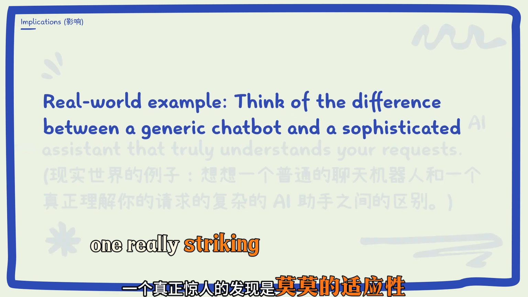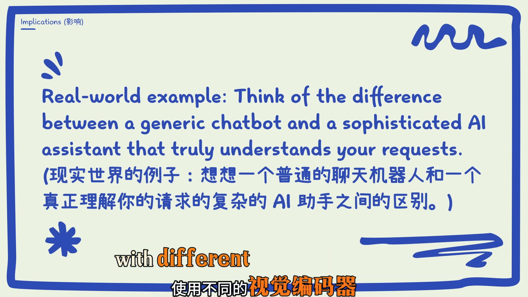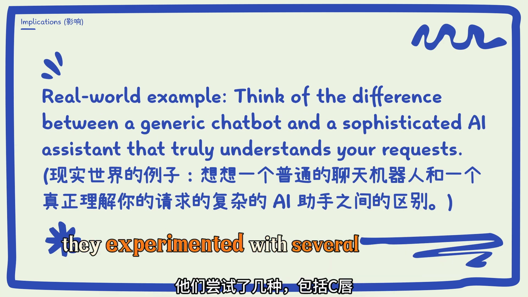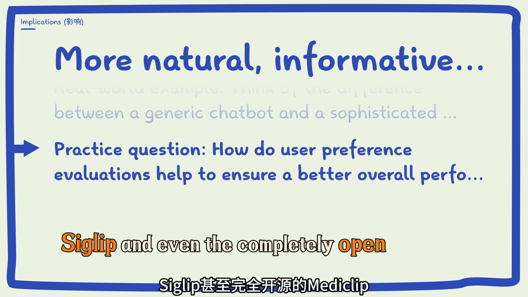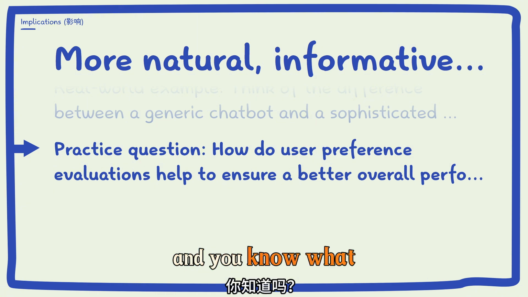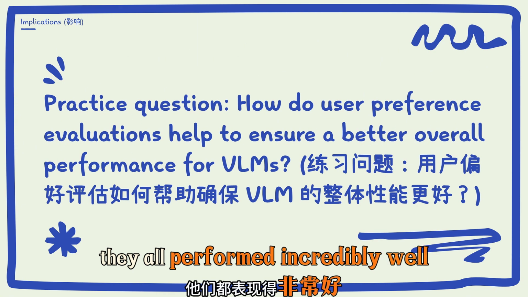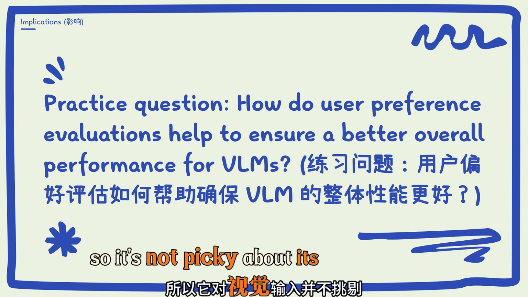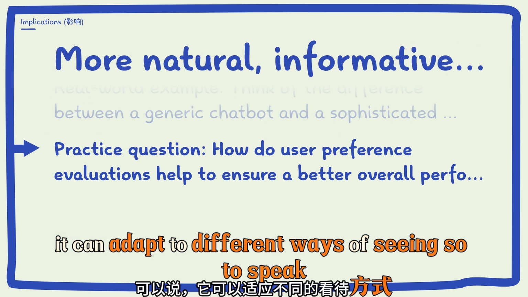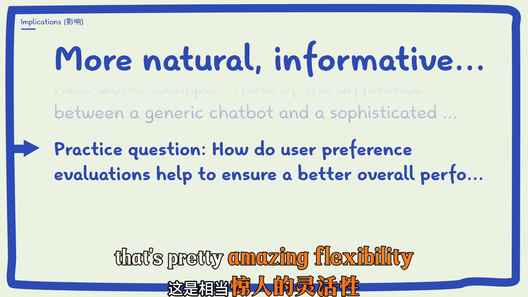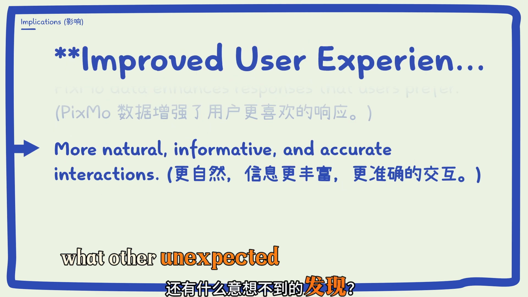One really striking finding is Molmo's adaptability with different vision encoders. They experimented with several, including CLIP, SigLIP, and even the completely open source MetaCLIP. And you know what? They all performed incredibly well. So it's not picky about its visual input. It can adapt to different ways of seeing, so to speak. That's pretty amazing flexibility. What other unexpected findings were there?